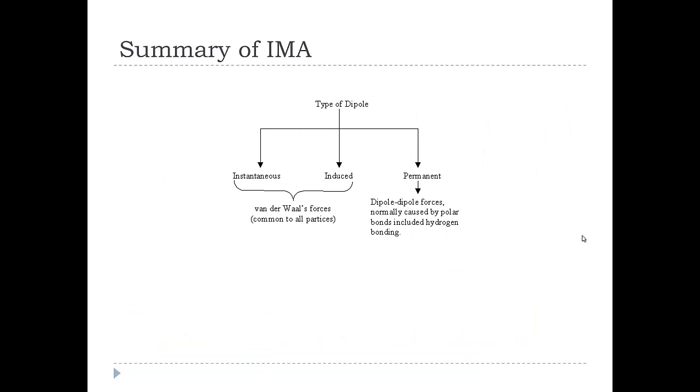Here we have a summary of intermolecular attractions. The first thing you should look at is the type of dipole formed, meaning is it a nonpolar or a polar substance. If it's a nonpolar substance, that's going to be an instantaneous or an induced dipole, and that's van der Waals forces or London dispersion forces, and that's common to all particles. If you have a permanent dipole, meaning it's a polar molecule, then you're going to have dipole-dipole forces, and you could include hydrogen bonding in that if it's a molecule that has hydrogen with nitrogen, oxygen, or fluorine.